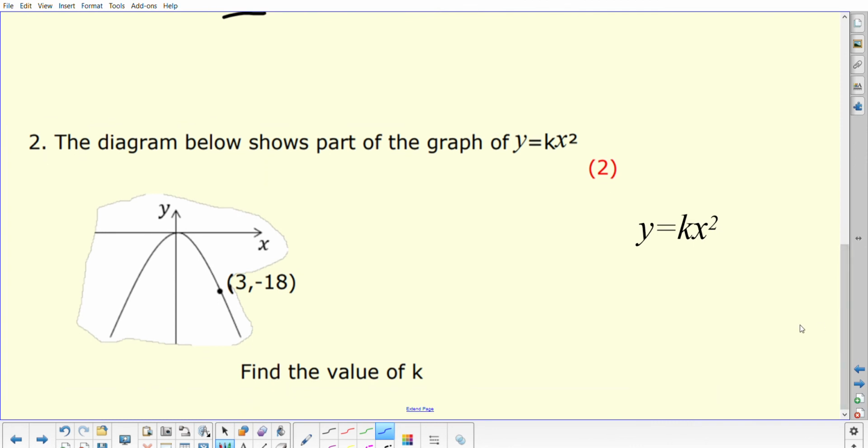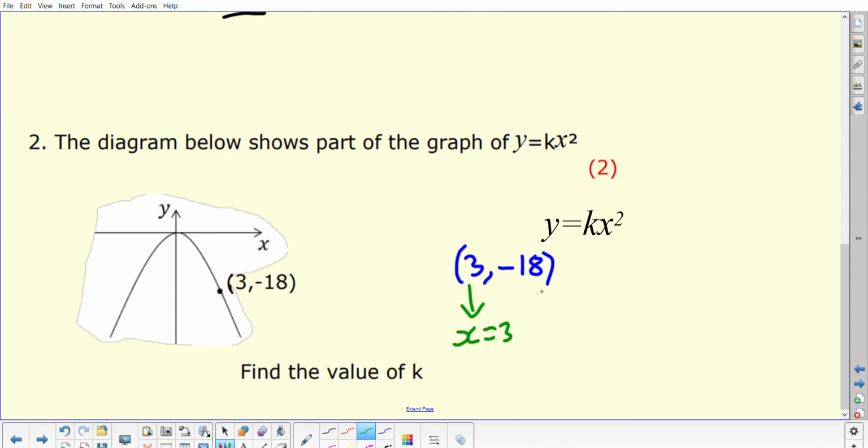The second question that you were asked to do was using the graphs already drawn for you, and it's one of these graphs that is slightly less complicated than the one above because it goes through the origin. When it goes through the point (0, 0) as your turning point, then the equation just looks like this: y equals something times x squared. So here we know the point (3, -18) lies on the graph. So that 3 is your x, so you're going to be putting x equals 3, and the -18 is the y value.